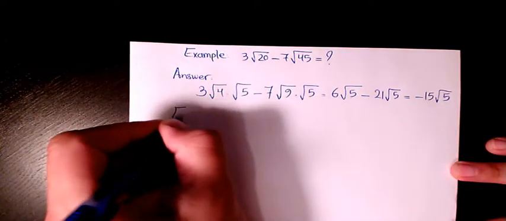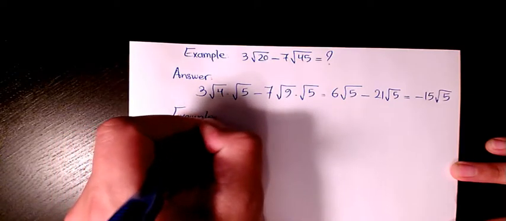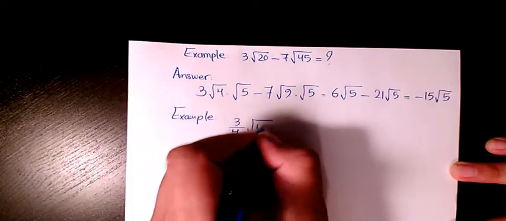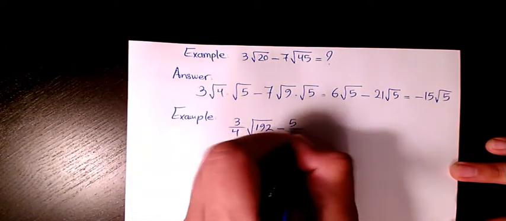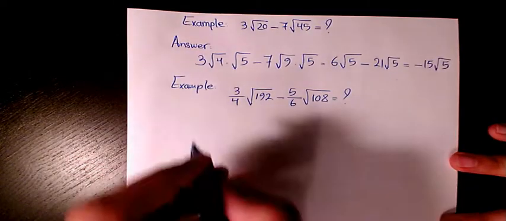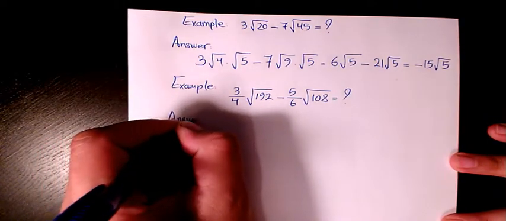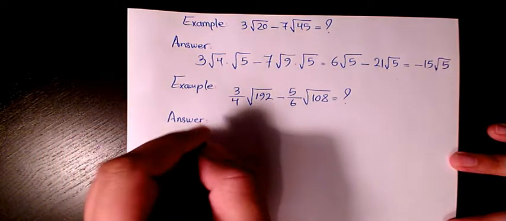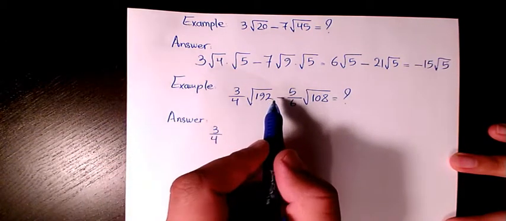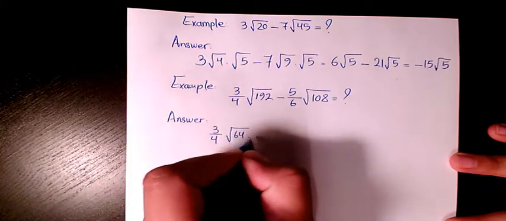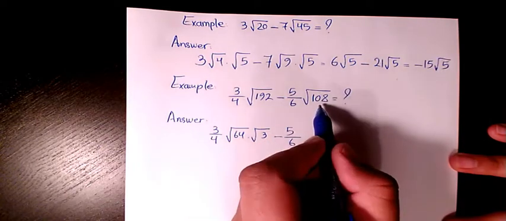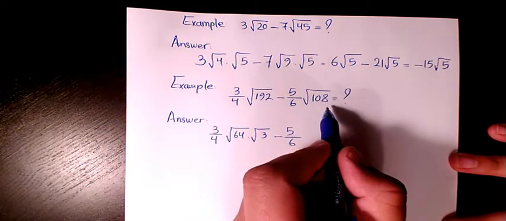Next example is 3 over 4 square root of 192 minus 5 over 6 square root of 108. The answer is 3 over 4. 192 is 3 times 64. So square root of 64 times 3 minus 5 over 6. 108 is 3 times 36.